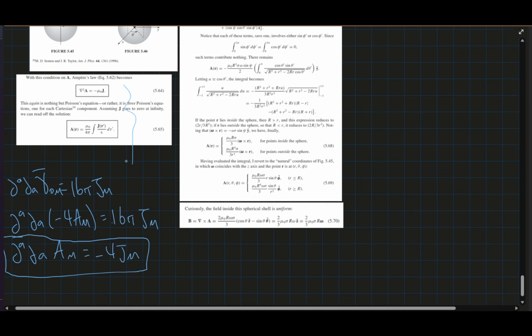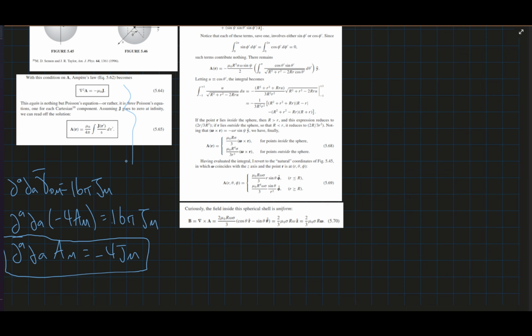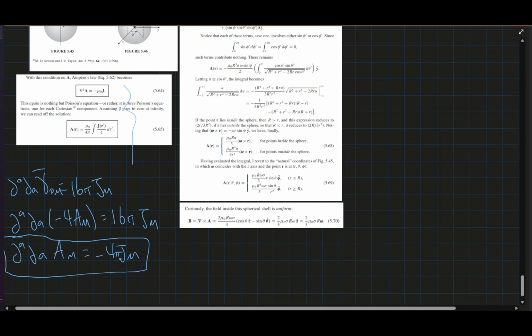It's essentially a collection of 3 Poisson's equations, and in Griffiths, when this is true, you can find the vector potential by doing this integral on J. So we're going to do that, but instead of mu naught, we're going to use 4 pi as our constant. Sorry, 4 pi. Forgot to write the pi. Okay.